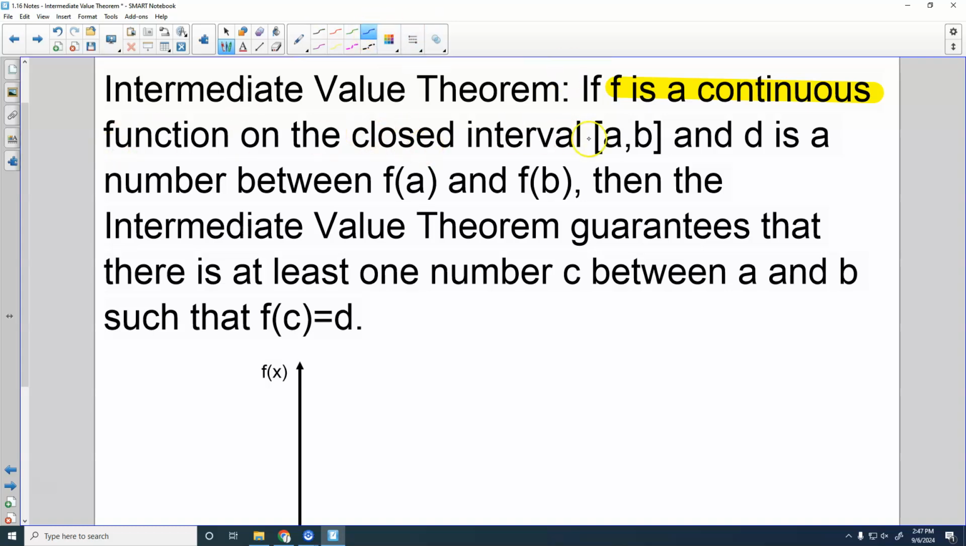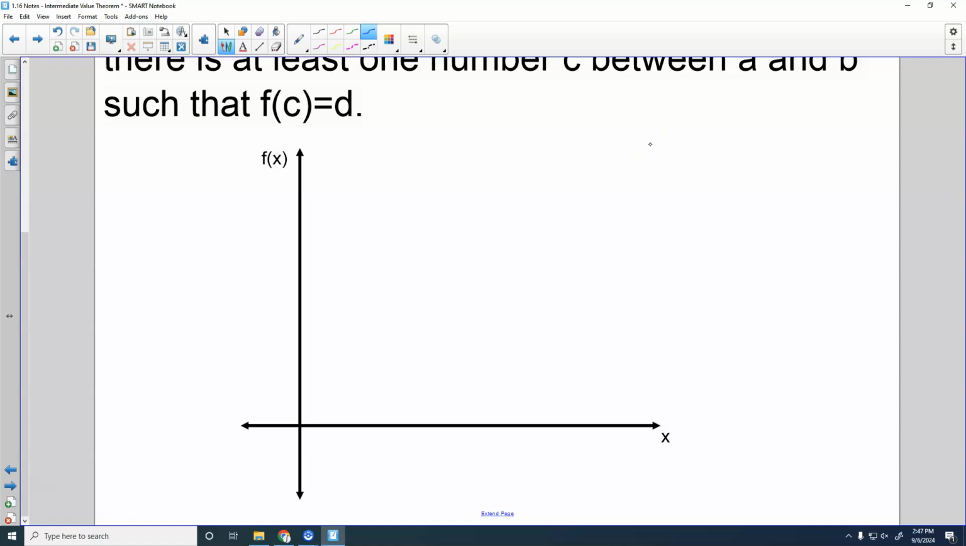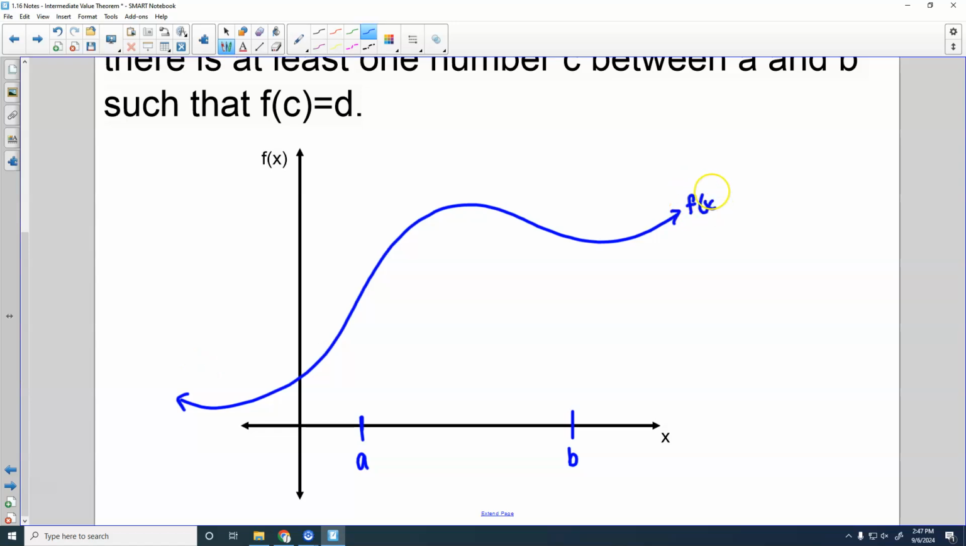We're looking at the closed interval from a to b. That is on our x-axis. So I'm going to put a right here and b right here. And I'm just going to draw a function of some sort. It really doesn't matter what it looks like. I'm going to do this, and we're going to call this f of x.